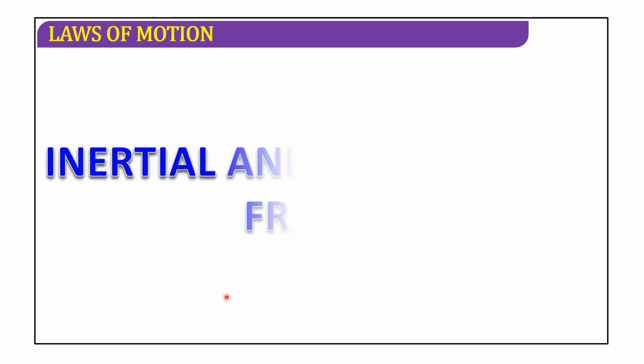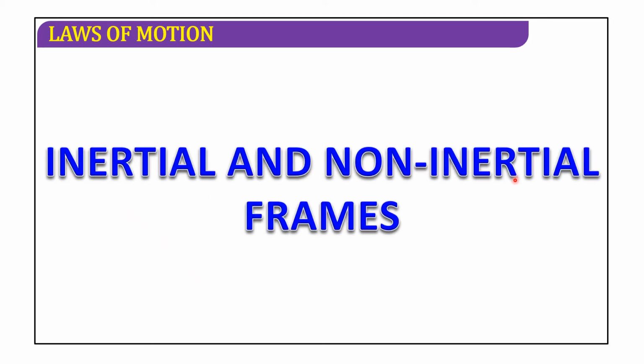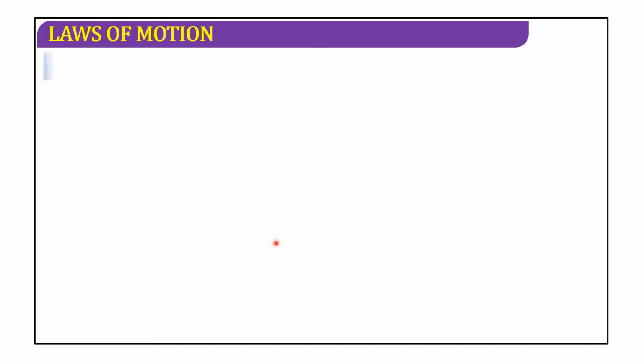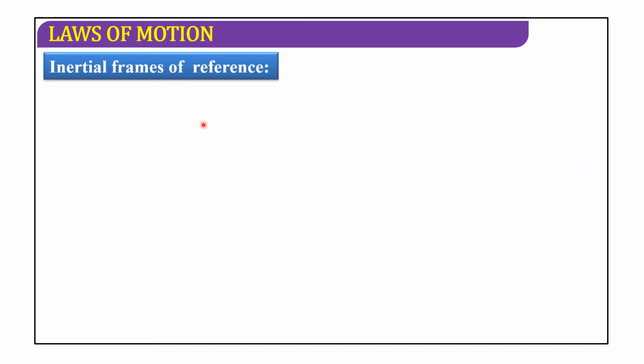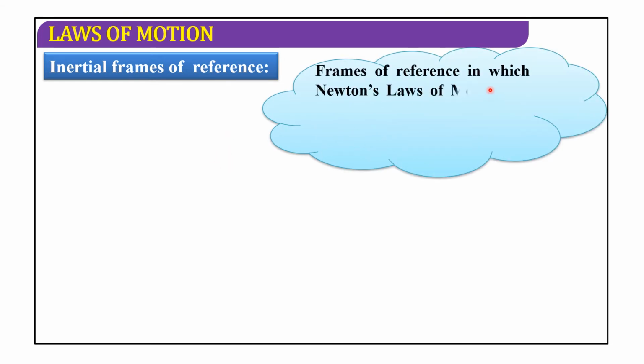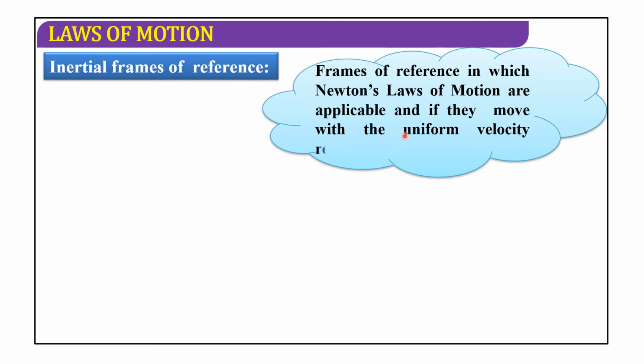Okay. Now I'll discuss inertial and non-inertial frames. Inertial frames of reference: frames of reference in which Newton's laws of motion are applicable, and which move with a uniform velocity relative to each other, are called inertial frames of reference. Those which do not obey Newton's laws of motion are known as non-inertial frames of reference.